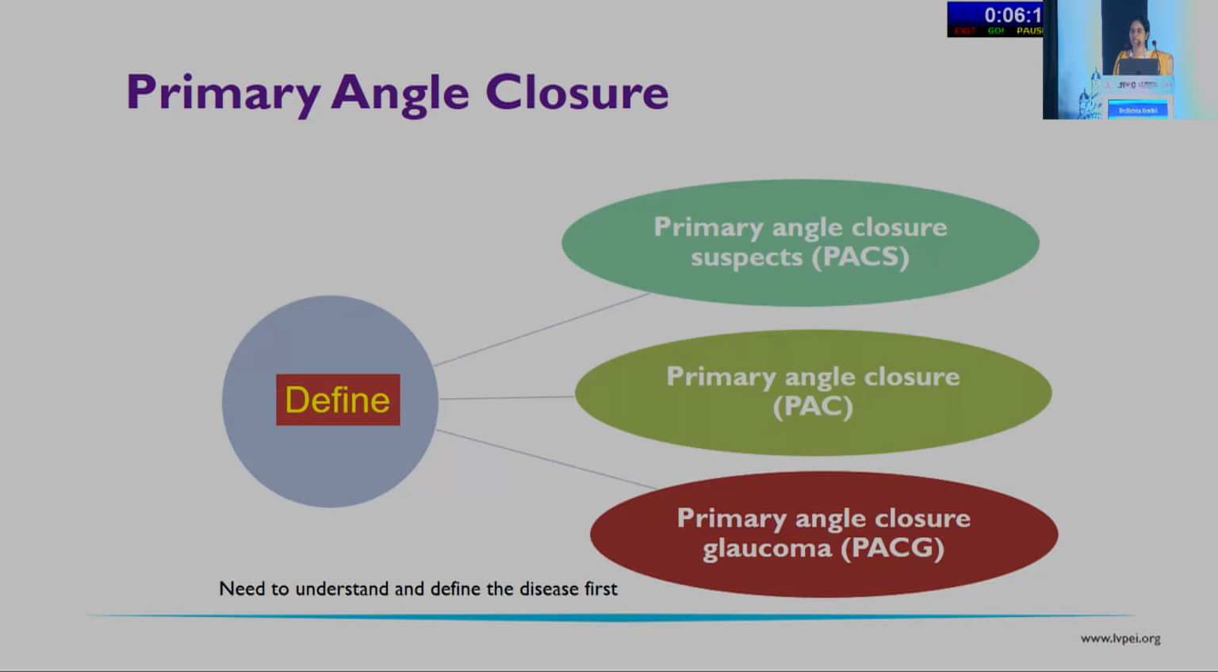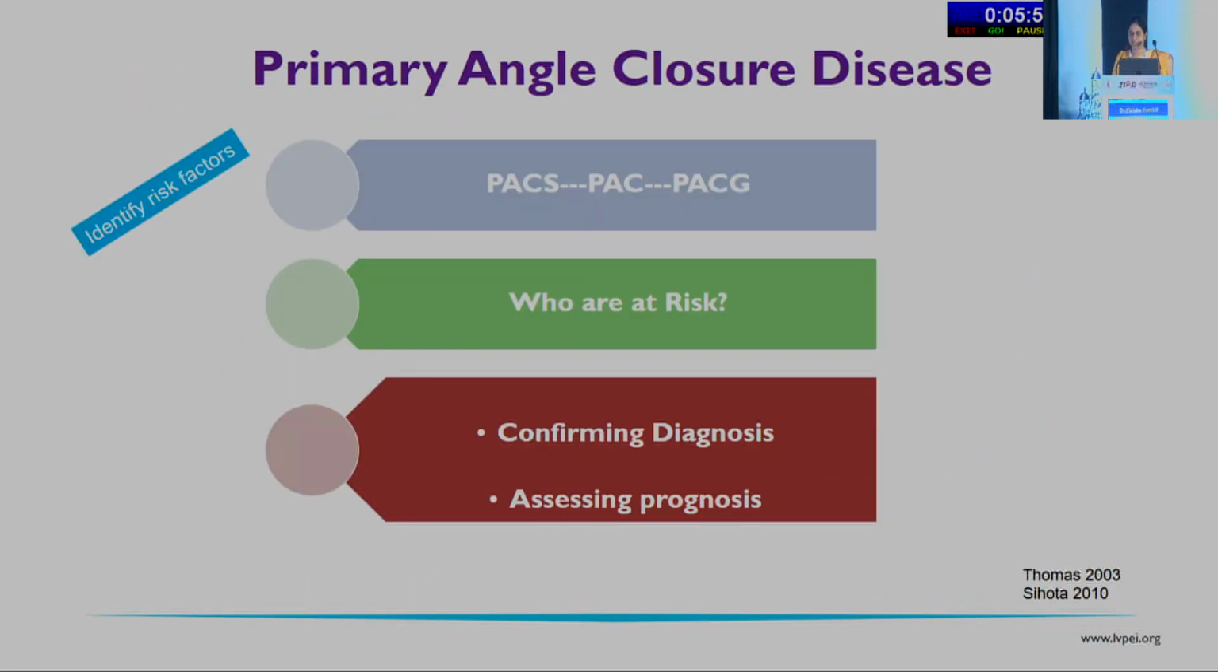When I say primary angle closure disease, that I'm going to refer to, that will include primary angle closure and primary angle closure glaucoma. Primary angle closure suspect is something that you know that you need to follow up, and maybe a small cohort of those patients may require treatment, but otherwise they are not clubbed into the primary angle closure disease. So also it's very important to identify the risk factor. Like I just said, all primary angle closure suspects you don't have to treat.